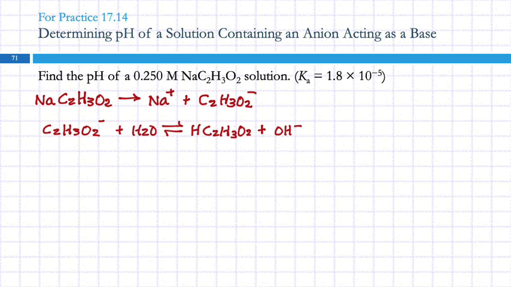Okay? So it can get tedious writing all those letters. And so this is acting as a base, and so we can call that B. B plus H2O is then in equilibrium with BH plus OH minus. But since we've got it all written out, I'm just going to leave it there. And we'll just use it.